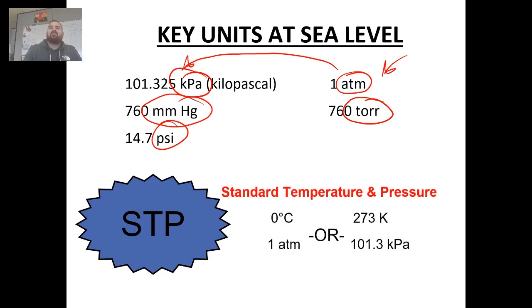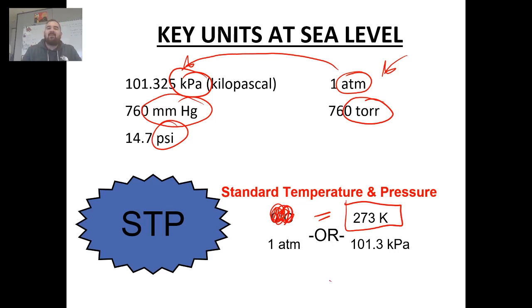Standard temperature and pressure. I think we mentioned it last week. All I want you to know about standard temperature is that I don't want you to ever think it's 0 degrees C. I want you to know that it's 273 K. So 0 degrees C and 273 K are the same thing, but we're never going to use Celsius in chemistry. We're always going to use Kelvin, so just know that it's 273 K.